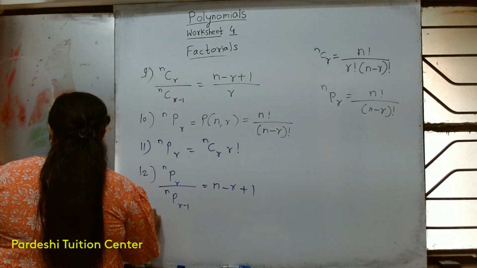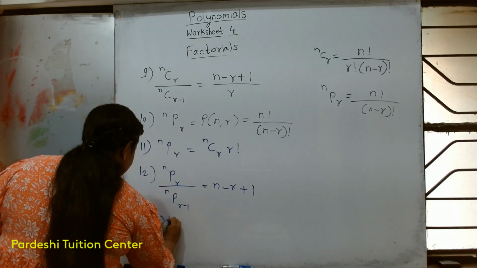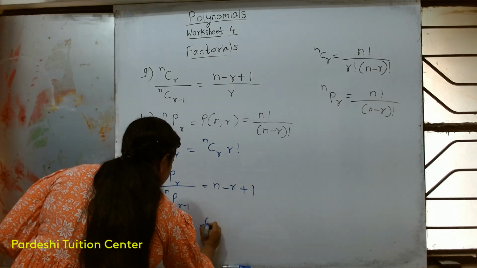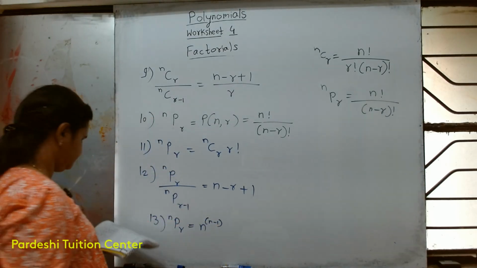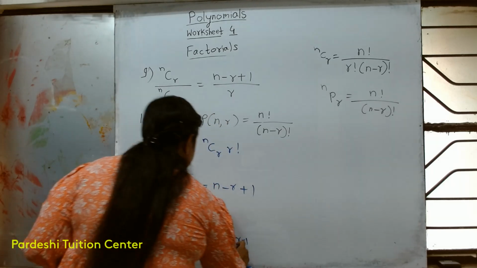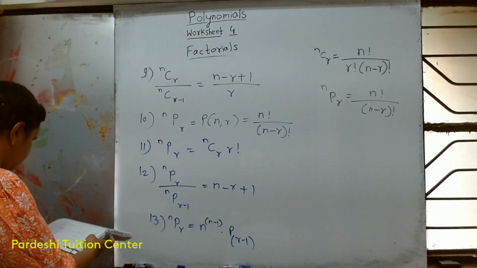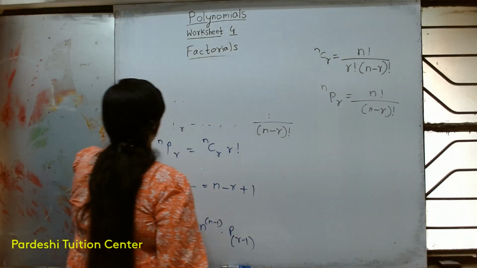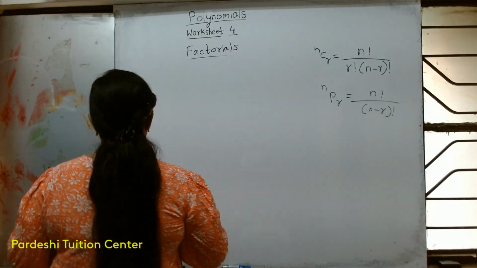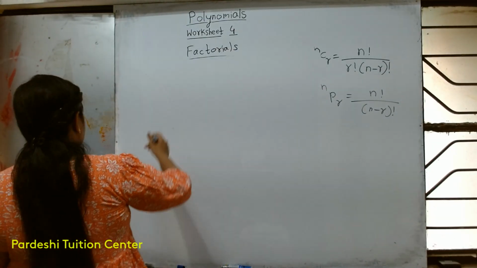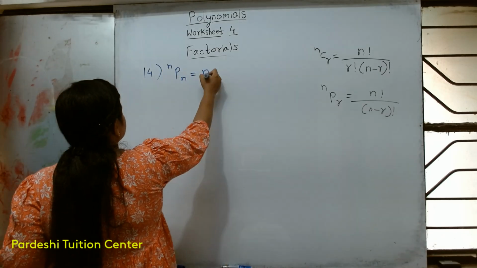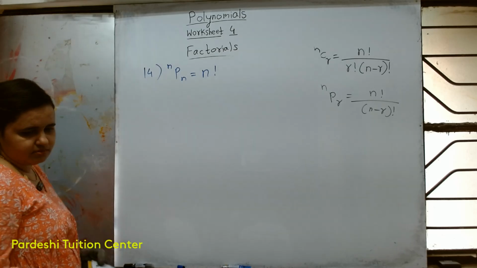Now the 13th one is nPr equals n into (n minus 1)P(r minus 1), the (n minus 1) is in the power position. Next, the 14th one is nPn equals n factorial. We will check it.